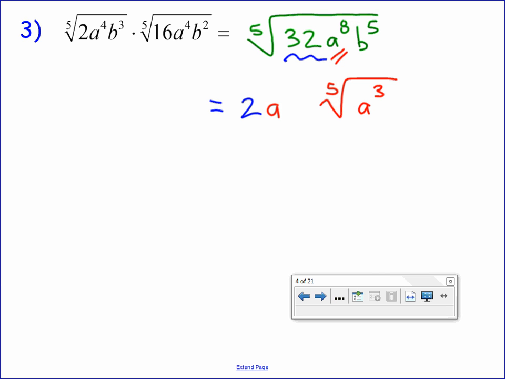And now my exponent a to the 3rd is less than the index on the radical. That's not going to reduce anymore. B to the 5th inside a fifth root, that's already a perfect fifth power. And so I know that b to the 5 divided by 5 is b to the 1st. And so my final answer would be 2ab, fifth root, a cubed. All right, we got it all.